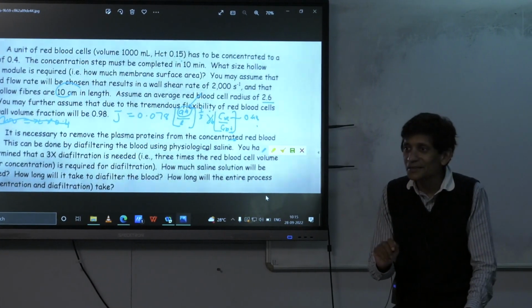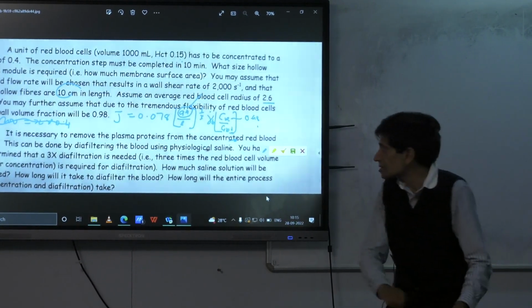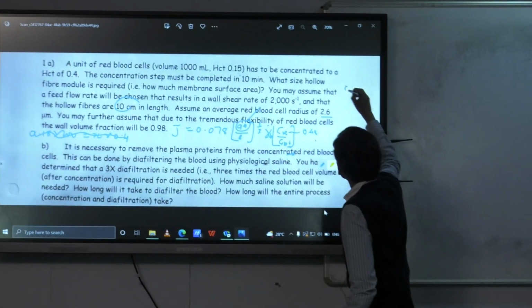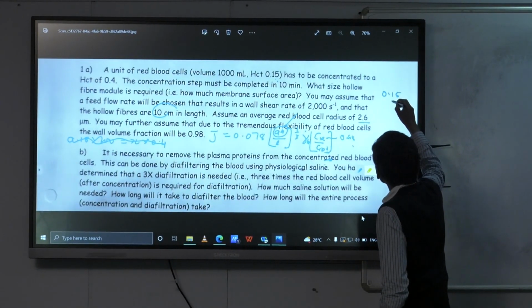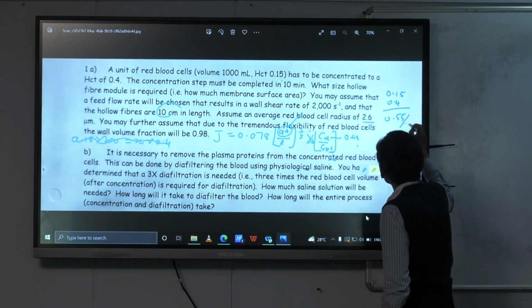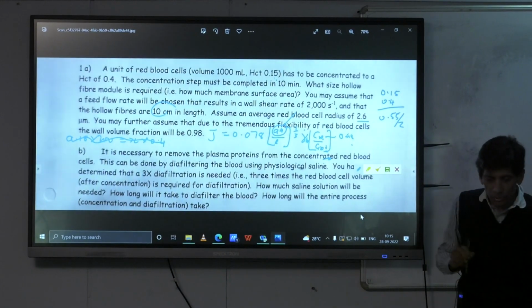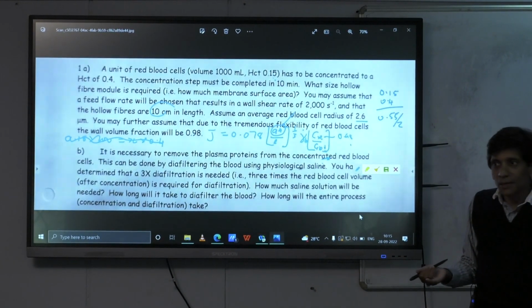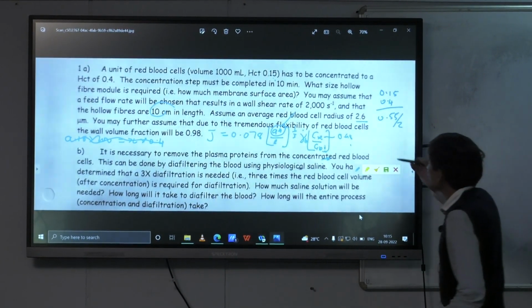Average of what? Okay, so you're suggesting we do 0.15 plus 0.4, and that's 0.55, and then divide that by 2. Okay, we could do that. That's one possibility. What would be wrong with using 0.15?